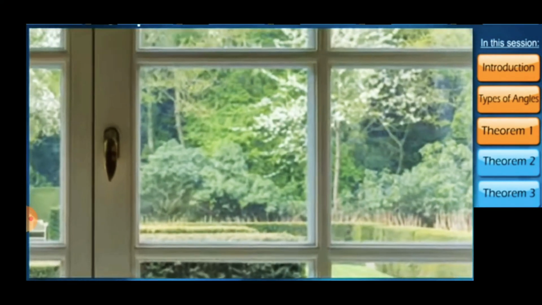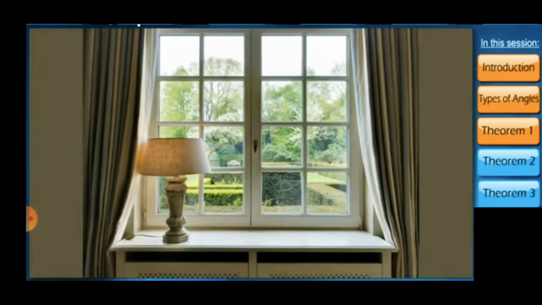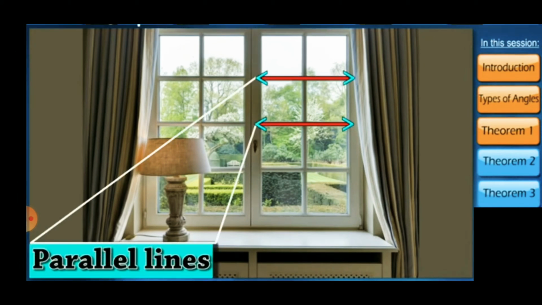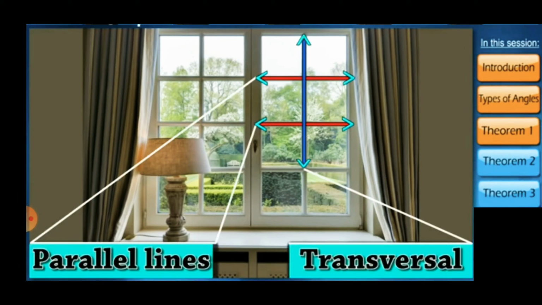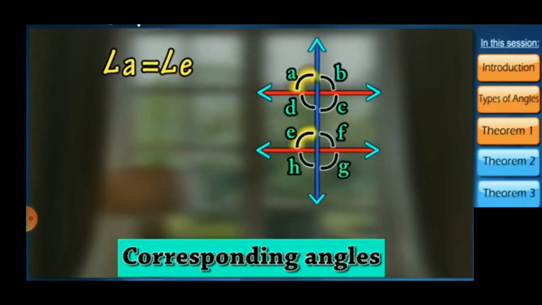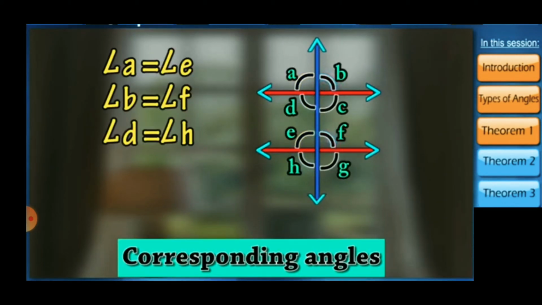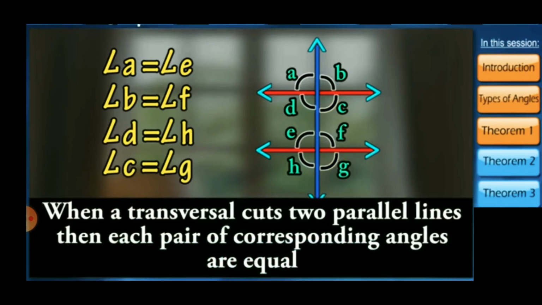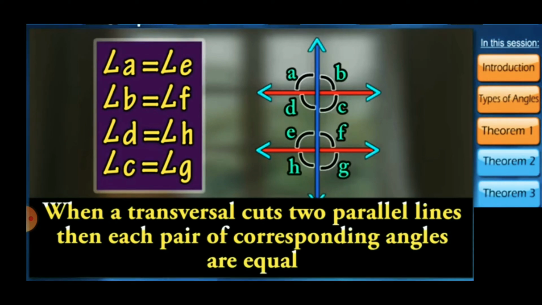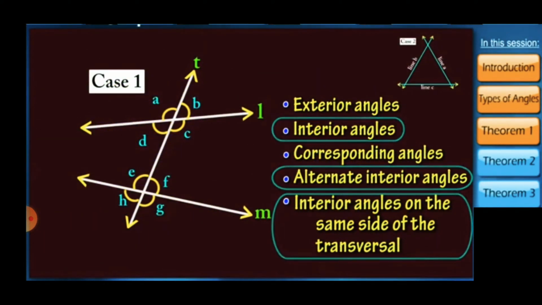Now, for instance, let's look outside the window. Oh wait, why don't we look at the window only? Here also, we can see two parallel lines and a transversal passing through them. So what do you think happens to the angles formed? All the pairs of corresponding angles will be equal to each other. So, from this, we can conclude that when a transversal cuts two parallel lines, each of the corresponding angles is equal.